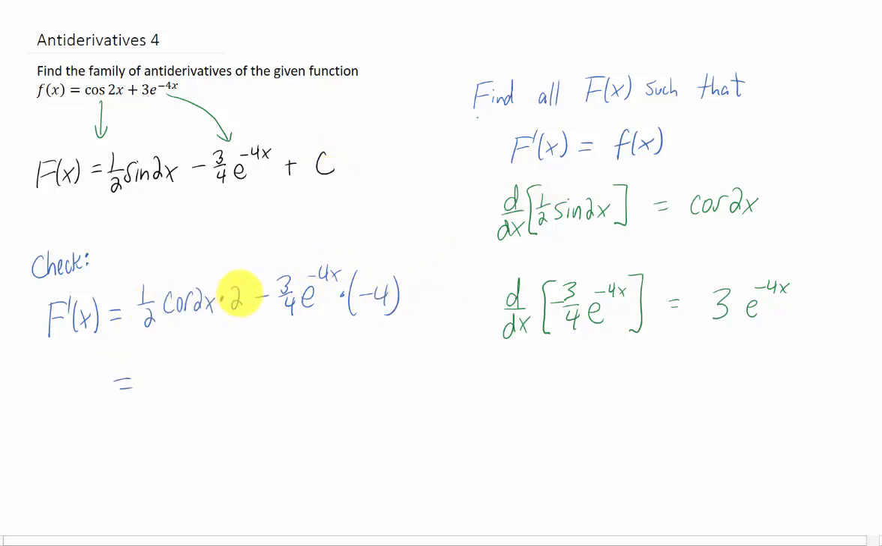Our 1/2 and our 2 cancel, giving us just cosine of 2x. If we multiply a negative 3/4 by this negative 4, the 4's cancel, and the minus negative turns into a positive, and we get cosine of 2x plus 3e to the negative 4x. That was the function that we started with, so this antiderivative must have been correct.